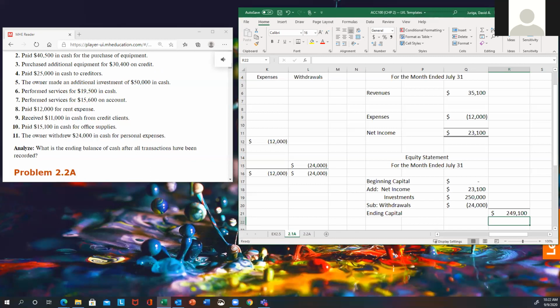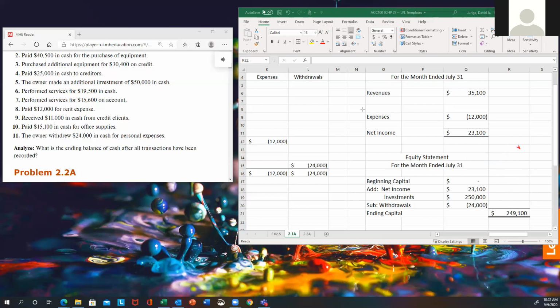So again, the net income gets added. We found our investments, which is a positive $250,000. We add those two, and then we had a withdrawal of $24,000. Now note, I said this earlier, the withdrawals act like an expense, but they are only summarized on the equity statement. The withdrawals do not go on the income statement. They only go on your equity. That's the only place you're going to find it.